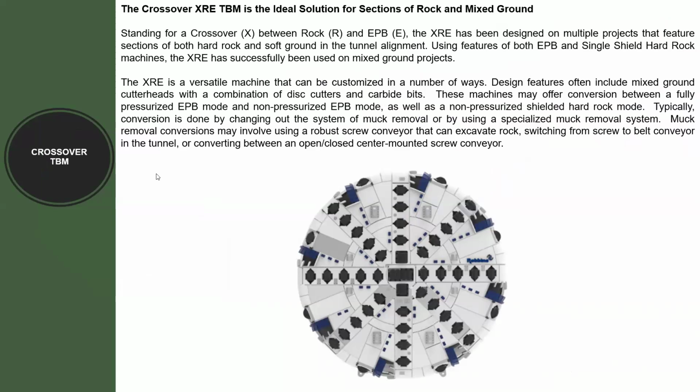So one machine can work in very soft ground and simultaneously in very hard rock conditions. Suppose I encounter a particular stretch where I have mixed ground. If I see that above the spring line I have very soft ground, like clay or some mix of sand and clay, and below the spring line I have a very hard rock condition, I can use this XRE machine. So it will be a combination of a rock and EPB machine. It can work in closed mode as well as in open mode.